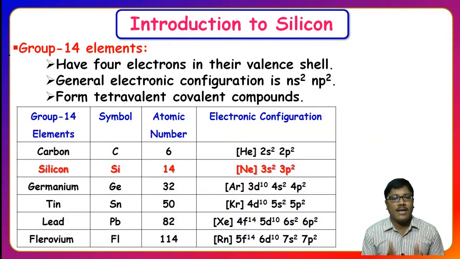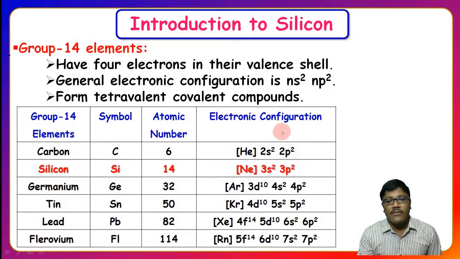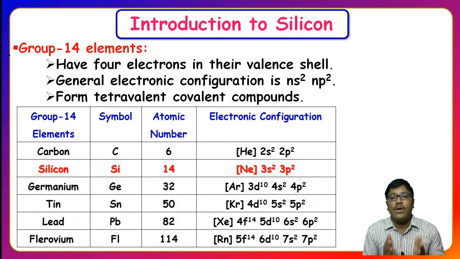What are group 14 elements? Carbon, silicon, germanium, tin, lead, flerovium constitute group 14 elements. Let us see the outer electronic configuration of these elements. In case of carbon, the outer electronic configuration is 2s2 2p2, silicon 3s2 3p2, germanium 4s2 4p2, tin 5s2 5p2, lead 6s2 6p2, flerovium 7s2 7p2. Hence, the general outer electronic configuration of group 14 elements is ns2 np2.